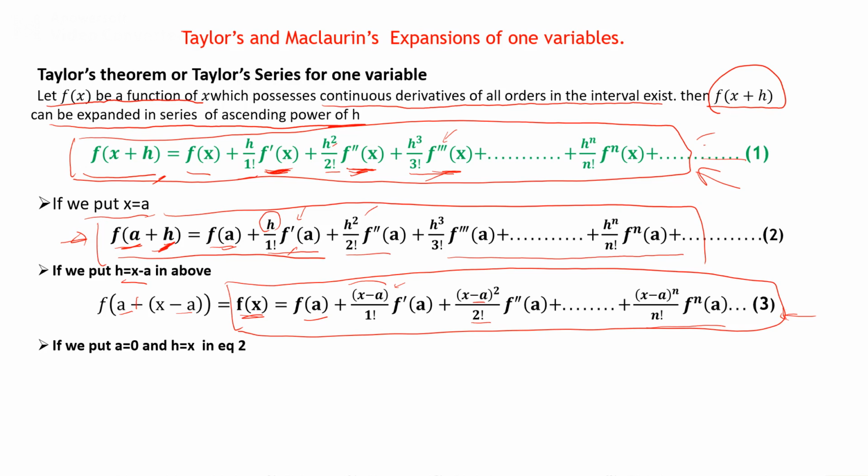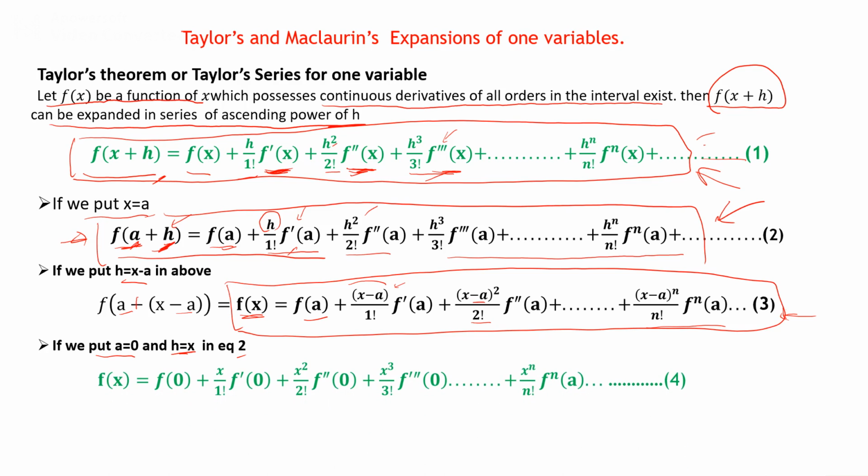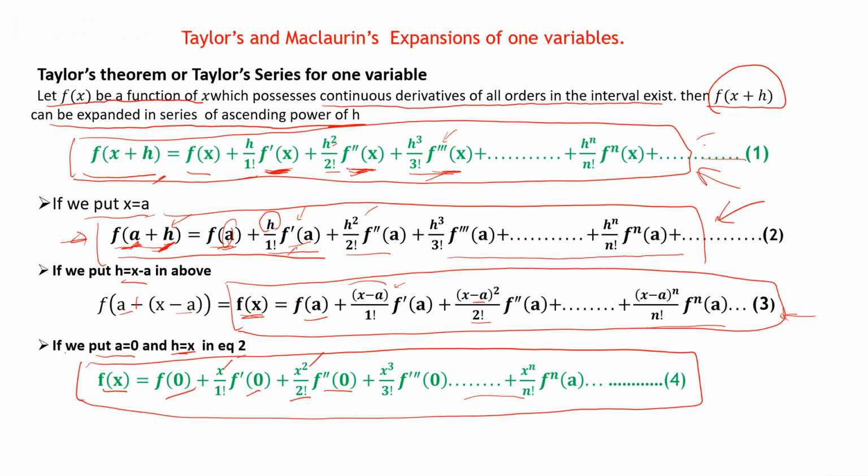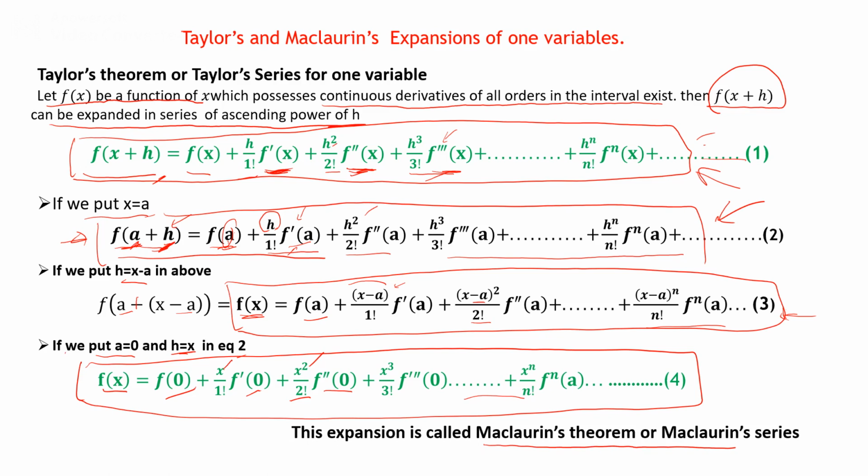And the last one, if we put a equal to 0 and h equal to x in equation 2, a is replaced with 0 and h is replaced with x, so we get a series f(x) is equal to f(0) + x f'(0) + x^2/2! f''(0) and so on. So that's equation number 4. This particular equation or expansion is called Maclaurin theorem or Maclaurin series.